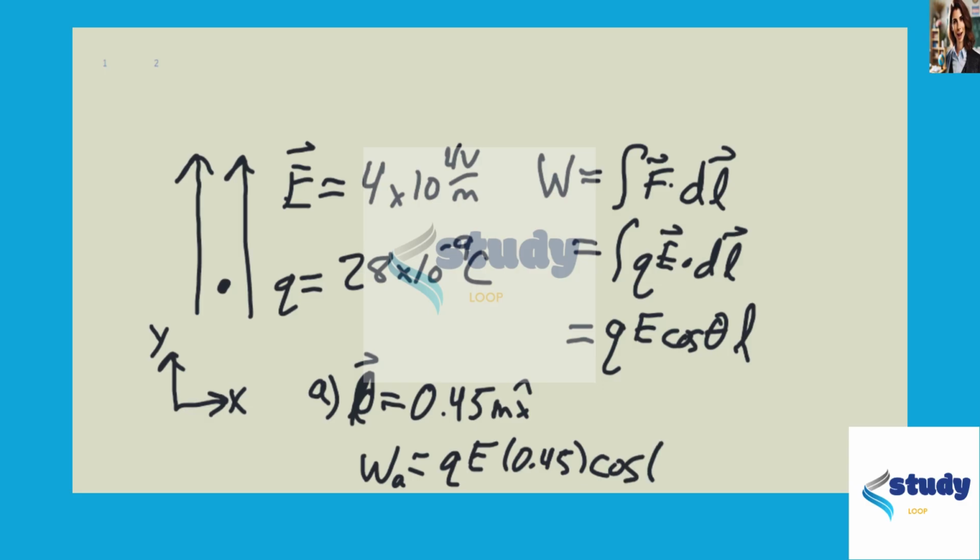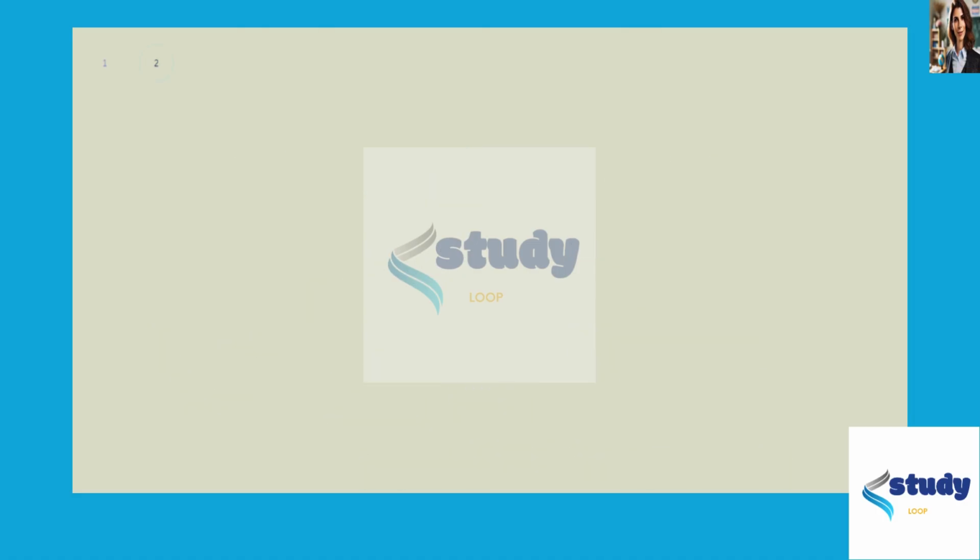And here, our displacement vector is pointing to the right. So therefore, the angle between this displacement vector and this electric field is simply 90 degrees. And if you remember, cosine of 90 is 0. So therefore, the work done by this displacement is 0 for part A.